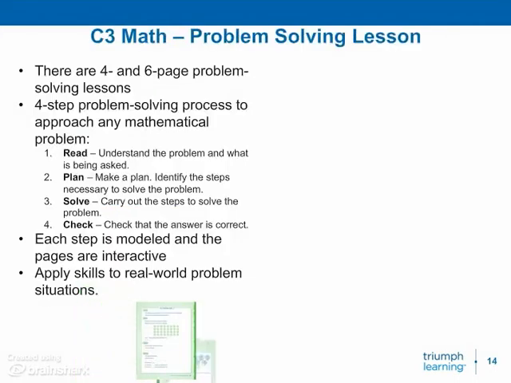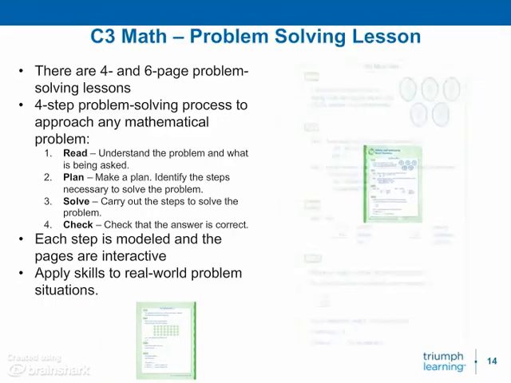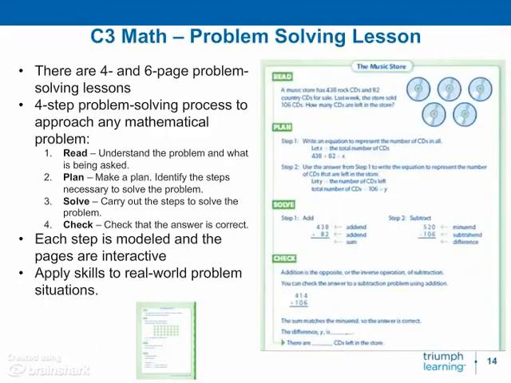The third type of lesson in the Common Core Coach Mathematics text is the problem-solving lesson. Although there are problem-solving pages throughout the text and problem activities, these lessons are dedicated to the process of problem-solving. There are 4 to 6 page lessons, including the 4-step process of read, plan, solve, and check. Each step is modeled and the pages are interactive. Students will apply skills to the real-world problem situations.